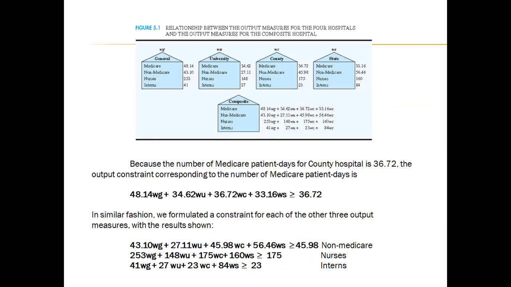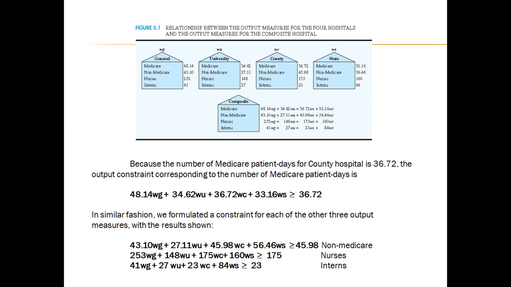So table 5.1 shows the relationship between the output measures for the four hospitals and the output measures for the composite hospital. Right now I need you to forget the three input measures, since we will be focusing only on the output, which has four examples. Because the number of Medicare patient days for county hospital is 36.72, as you can see under the WC column.